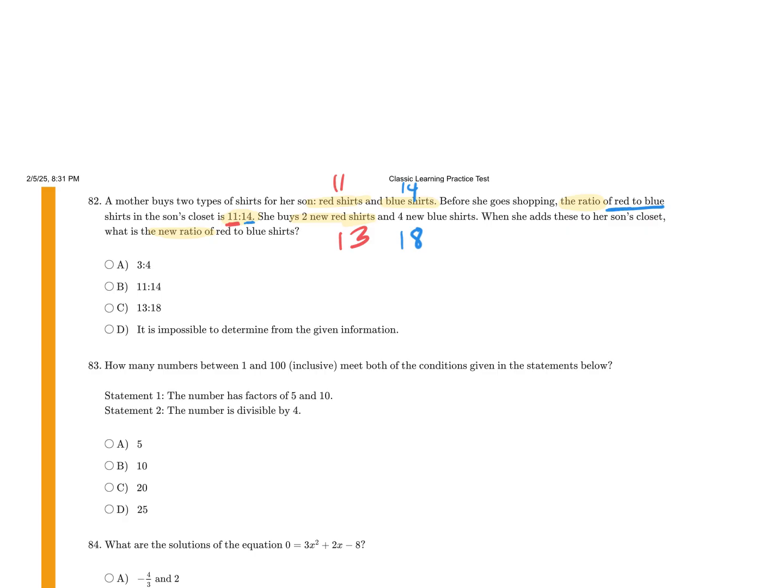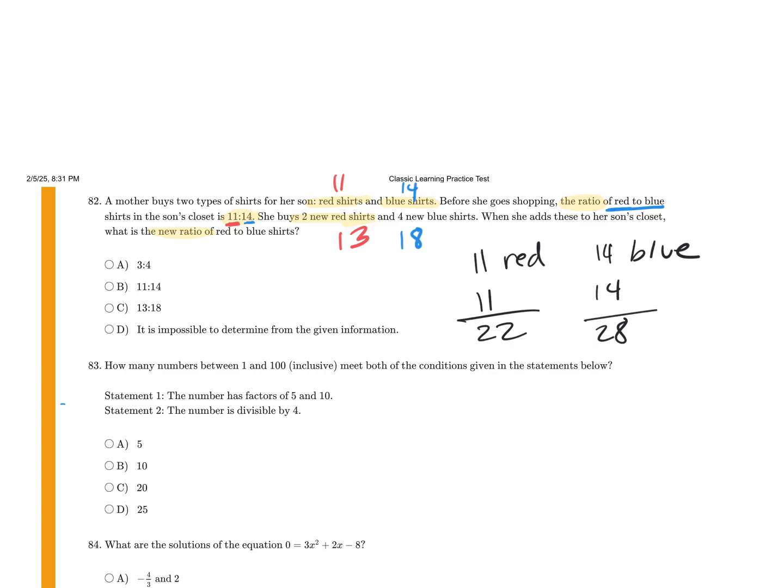The only information we know is that for every 11 red shirts, there are 14 blue shirts, but there could be more than 11. It just means for every 11. So there could be another 11 and another 14. That means in the closet there could be 22 red shirts and 28 blue shirts. There could be tons of shirts. We just know that for every 11 red, there's 14 blue.